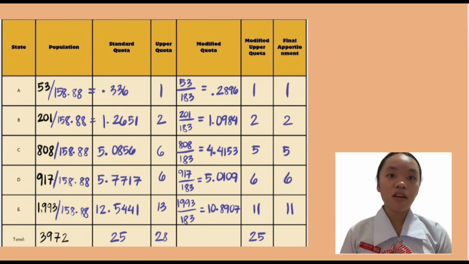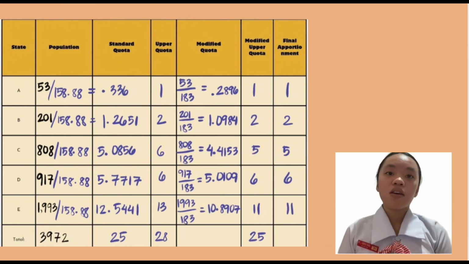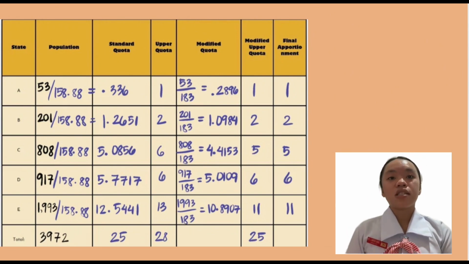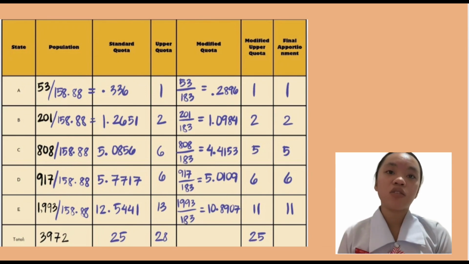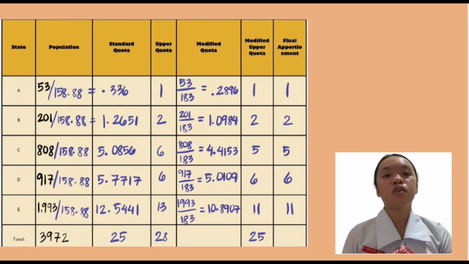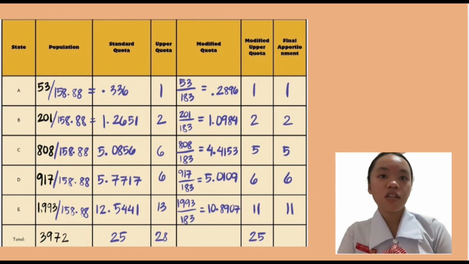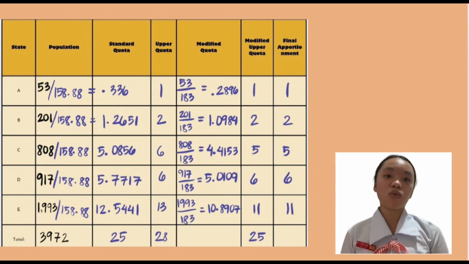To get the standard quota, we need to divide 53 by 158.88, which is the standard divisor. So 53 divided by 158.88 is equal to 0.336. And 201 divided by 158.88 is equal to 1.2651, and so on. And the total for the standard quota is 25. To get the upper quota, just round up. So 0.336 becomes 1, 1.2651 becomes 2, 5.0856 becomes 6, 5.7717 becomes 6, 12.5441 becomes 13, and a total of 28.